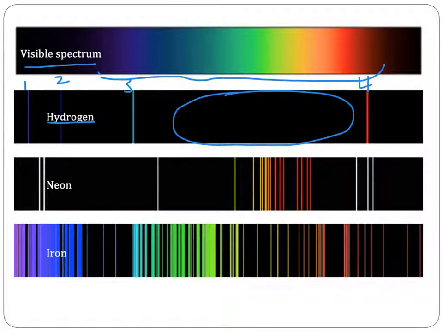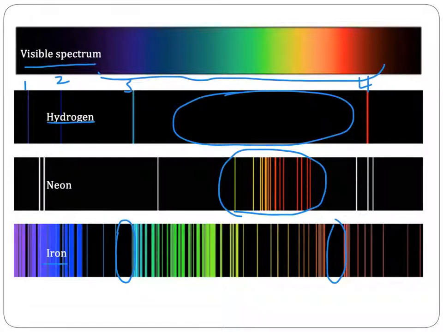Neon has a lot more bars than hydrogen, and there's a big cluster here around the oranges and yellows and reds, which is why it looks orange to us. Iron is even more complicated. It has colors representing the whole full spectrum, but they are not continuous. There are some blank spots in between. The dark patches represent wavelengths that are not represented by this atom.